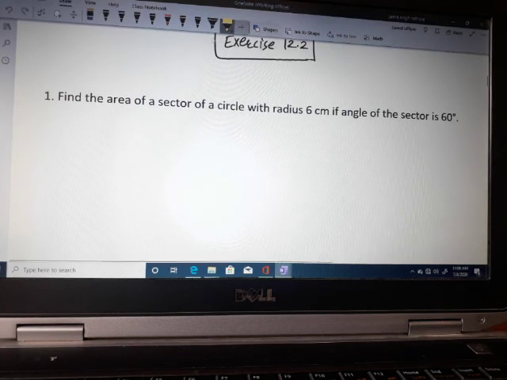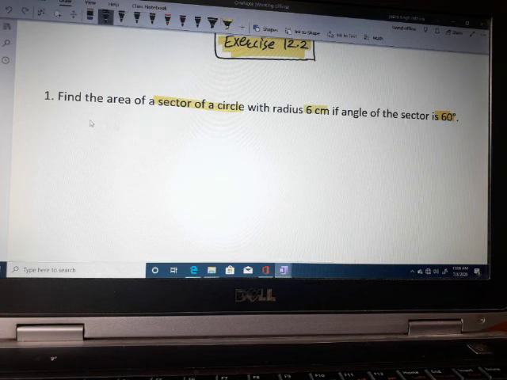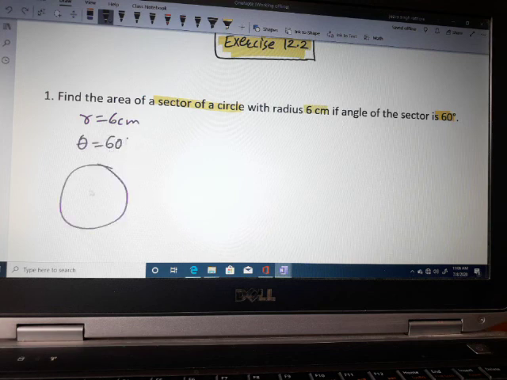Next I am going to solve exercise 12.2. Next exercise. Let's start with the first question. You have to find the area of the sector of a circle whose radius is given and sector angle is 60 degrees. So radius is equal to 6 centimeters and theta is equal to 60 degrees. This is the circle, this sector, this angle is 60 degrees, radius 6 centimeters. You have to find the area of this sector.